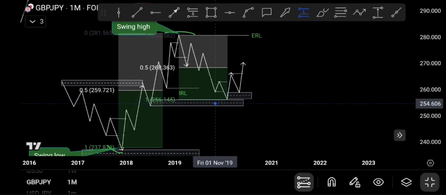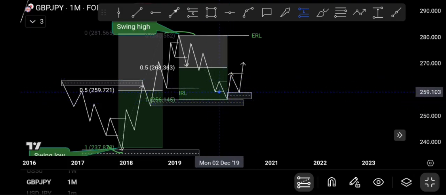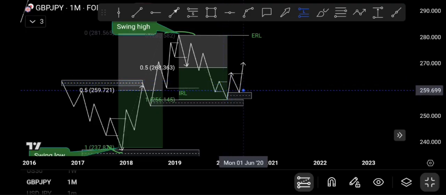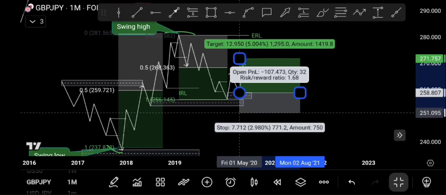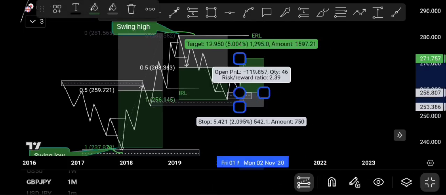After price reacts to this higher time frame demand, you want to see your first break of structure, your sweep and your first break. You understand? You want to get your sweep and your first break, then you come down here and you are ready to go. This should be your target.